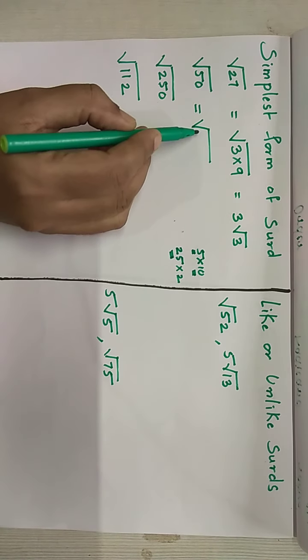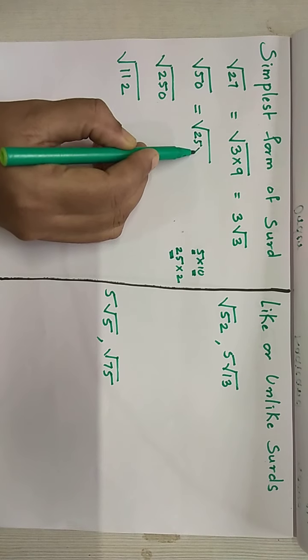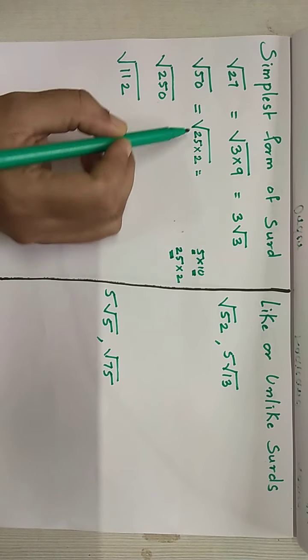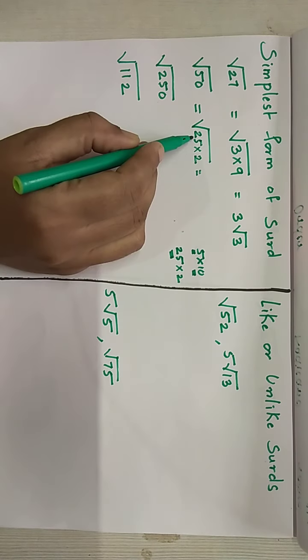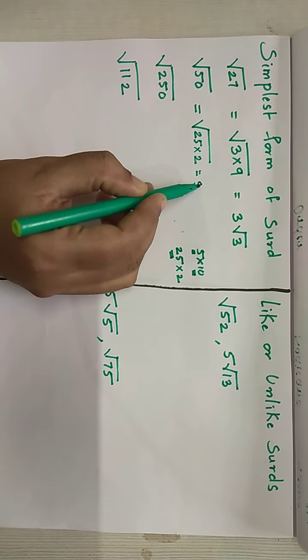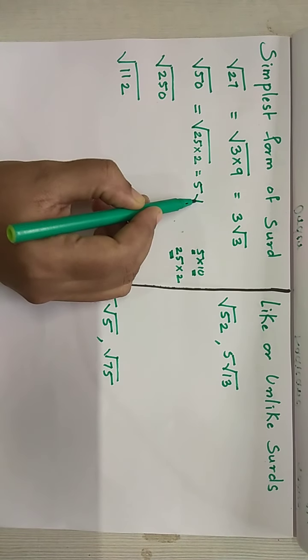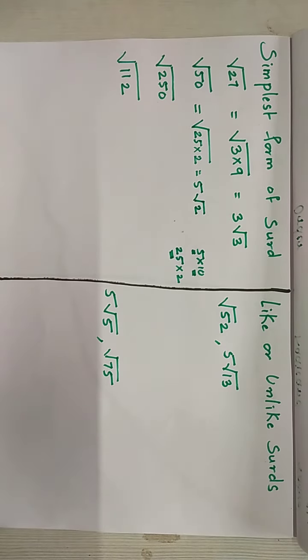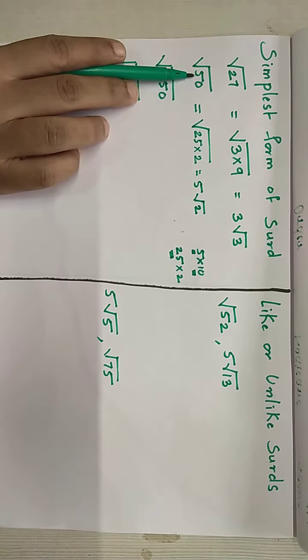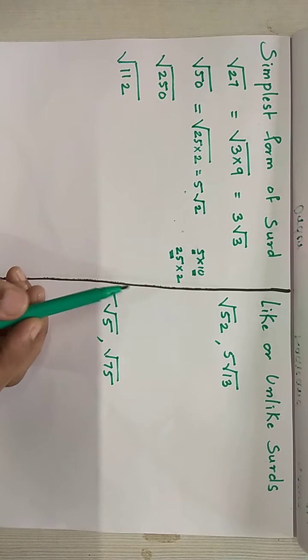And 25 can come out of the square root sign then. So we write 50 as 25 twos are. So 25 will come out of the square root sign. The square root of 25 is 5 and this 2 remains inside the square root sign. So the simplest form of root 50 is 5 root 2.